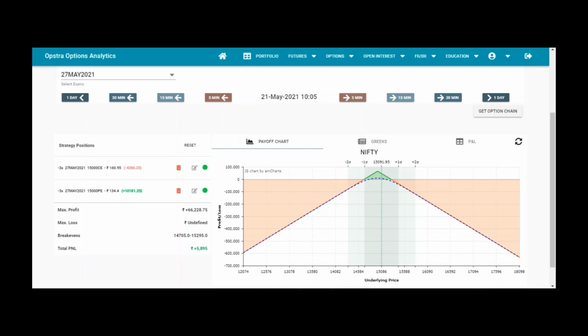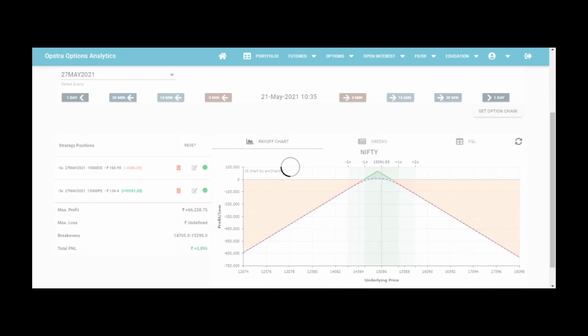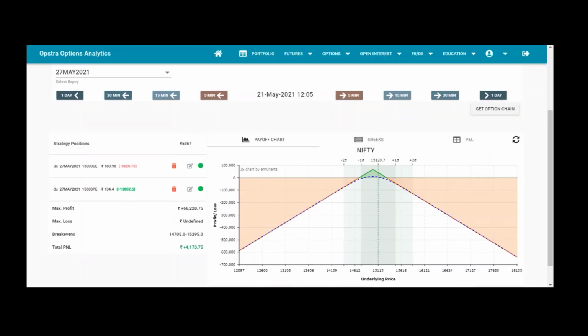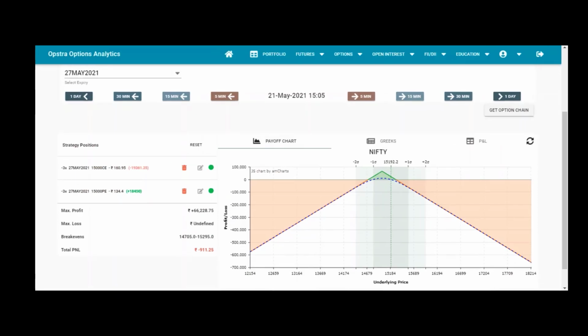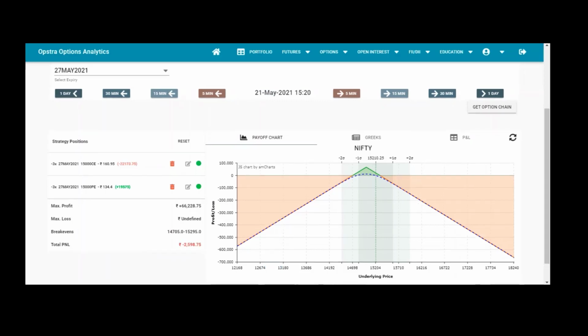Okay, so on 21st at 10 a.m. we are on this profit, and let me go 30 minutes ahead now. As you can see here, when the market opened on the 21st May, we are near to our target of 10,000 rupees, right? Just 50 rupees less than 10,000 rupees. So now at 3 p.m. we are in the loss of 1,000 rupees, which means we lost the 10,900. Okay, so let's see at the end of the market what will be our loss.